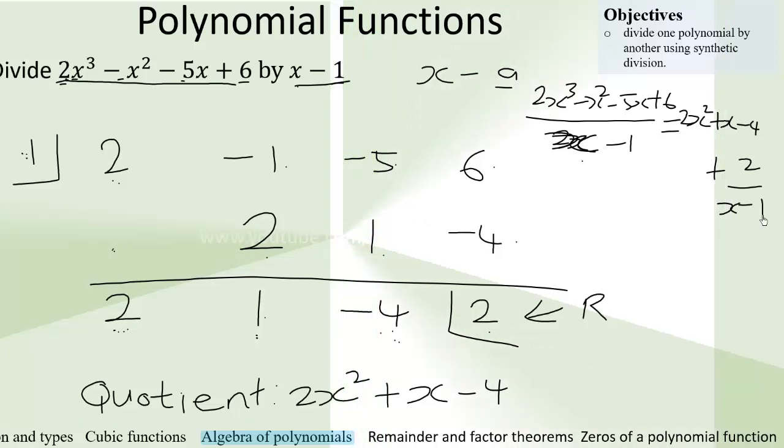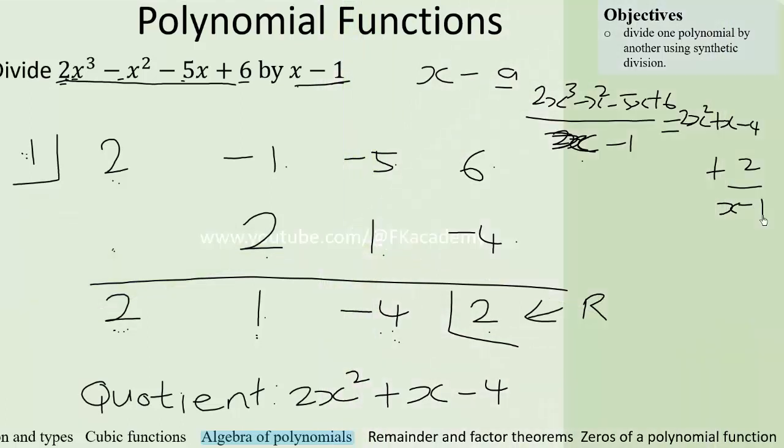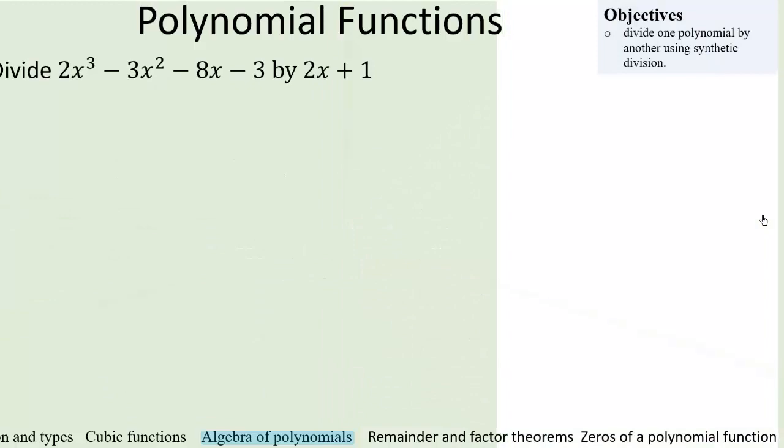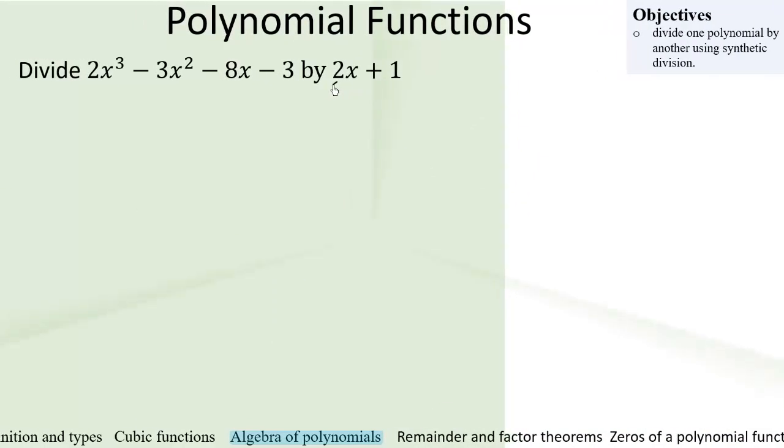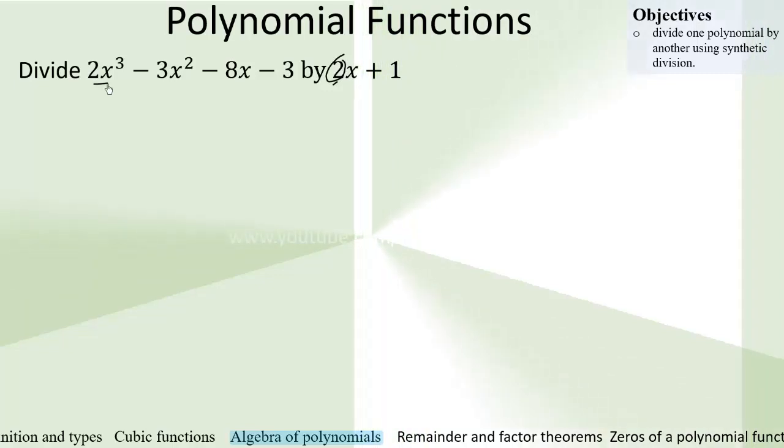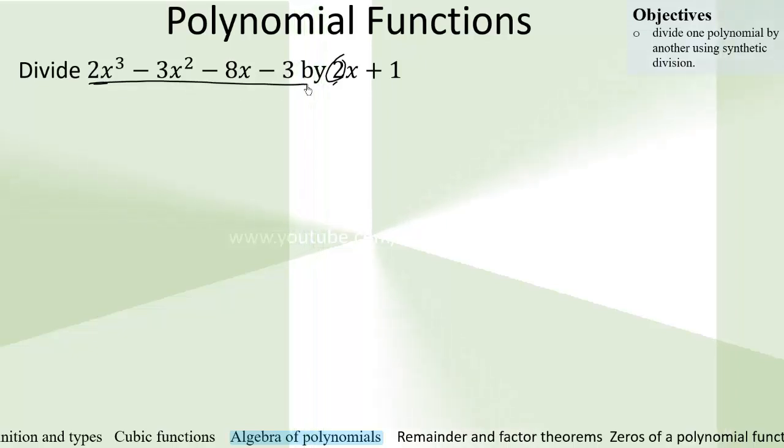Let's look at another example. This time we need to be careful because the divisor has a coefficient more than 1. So how do we do that? First, we begin by writing out the coefficients. We are dividing 2x cubed minus 3x squared minus 8x minus 3 by 2x plus 1.